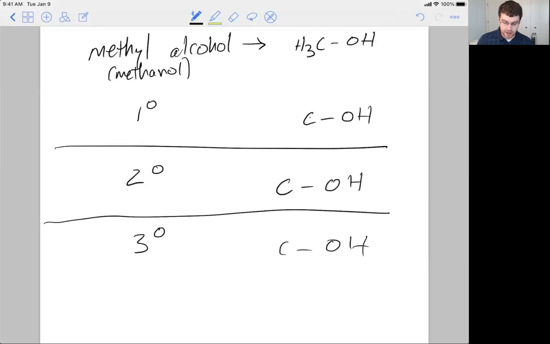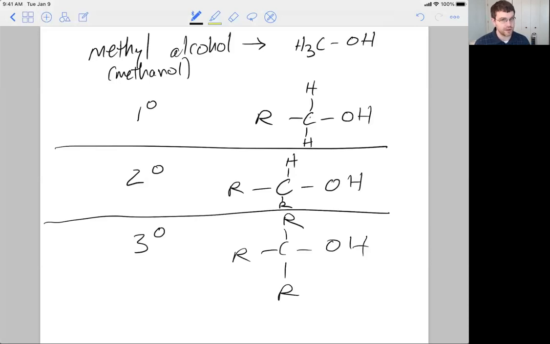Okay, so for the primary alcohol, we're going to have one substituent on the C with the OH. Secondary, we're going to have two, along with one hydrogen. And then tertiary, we're not going to have any hydrogens because we need to fill that carbon up with 3 R groups. So a primary alcohol is an alcohol where the carbon attached to the OH group has 1 substituent. Secondary has 2 substituents. Tertiary has 3.